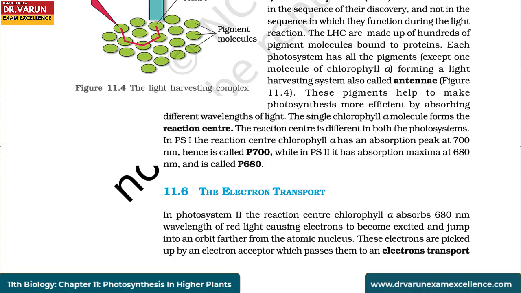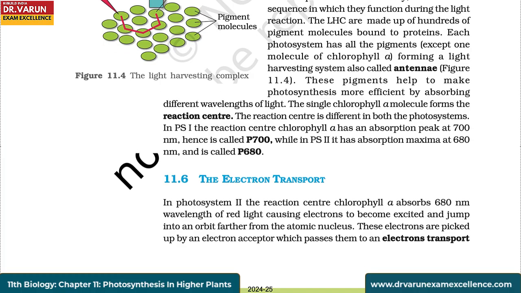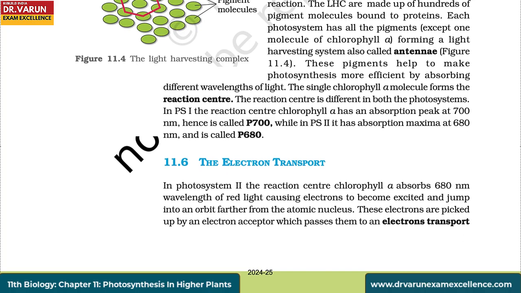The reaction center is different in both the photosystems. In photosystem 1, the reaction center chlorophyll A has an absorption peak at 700 nanometer, hence is called P700, while in PS2 it has an absorption maxima at 680 nanometer and is called P680.